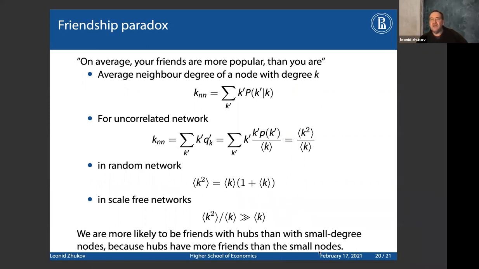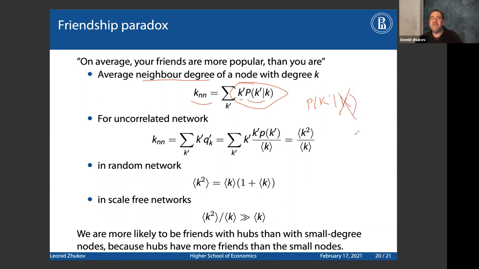As we discussed earlier in the lecture, average neighbor degree is given by this formula. It is just an average, the degree times the probability. Now, if we have an uncorrelated network, and I will give you an example here, that means the degree of one node does not depend on the degree of the node on the other side of the edge, then this probability P(k' | k) does not depend on k.